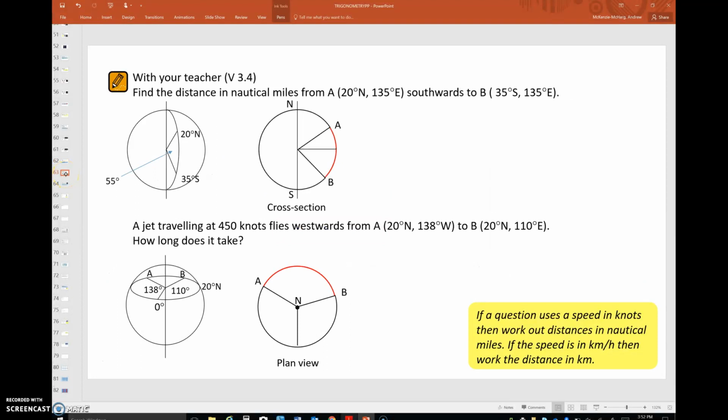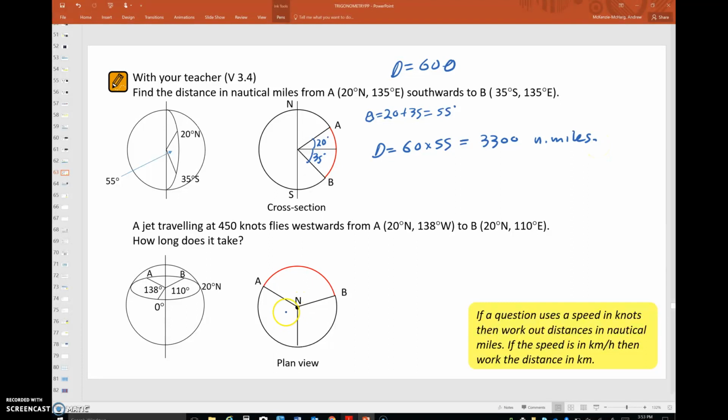So in this first one, we're travelling southwards. So we're on a line of longitude. We're going to use that first formula. Distance equals 60 times theta. So A is 20 degrees to the north, B is 35 degrees south. So one being north, one being south, we'll add them up to get theta. And then we just multiply that by 60. Easy.